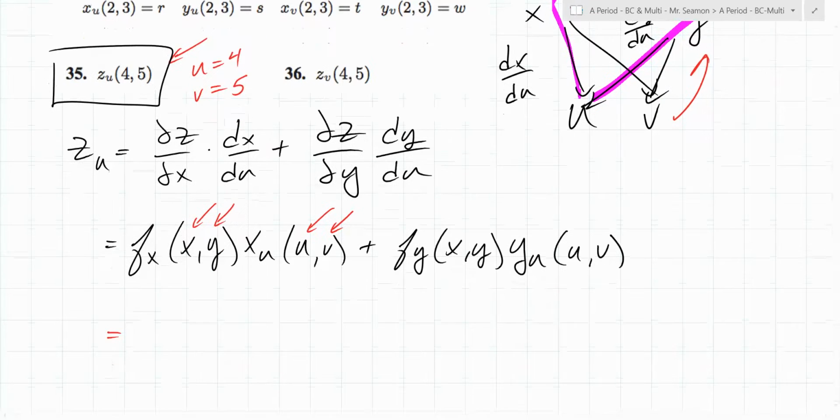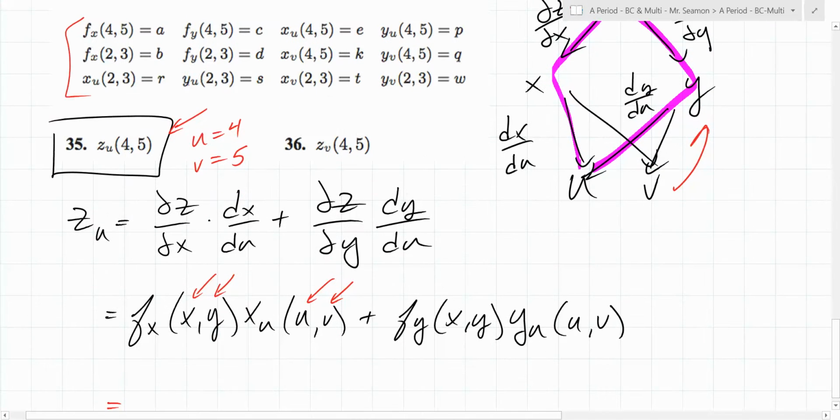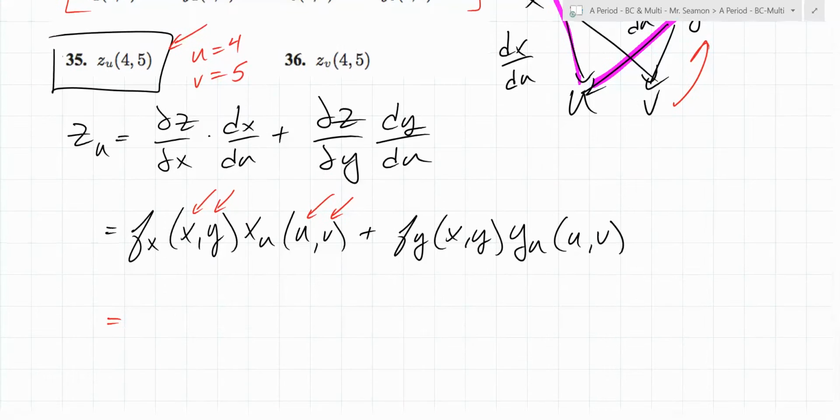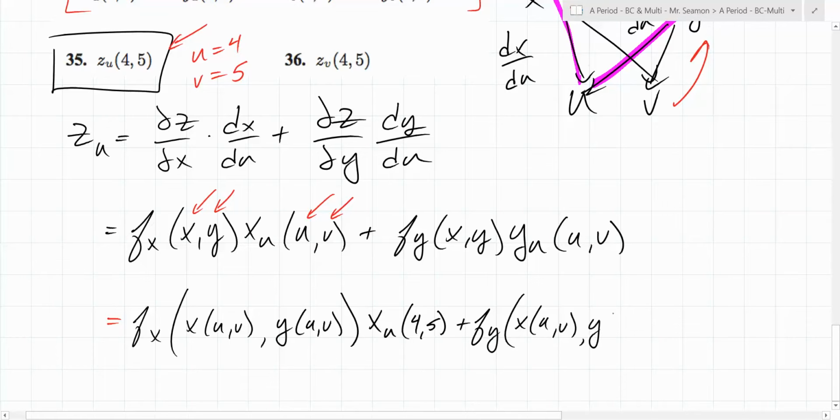Well, the idea is x is in terms of u and v. We're given a whole bunch of values up here. So you could expand this even further, and you can say this is going to be f sub x. Well, what is x? x is in terms of u and v. y is in terms of u and v. I'm just writing this whole thing out. You're not normally going to have to write this whole thing out. Well, u and v are 4 and 5, plus f sub y, x in terms of u and v, y in terms of u and v, and then y sub u at 4, 5.